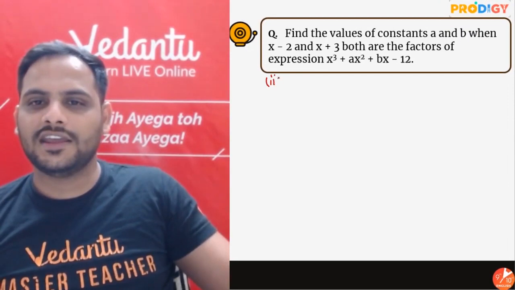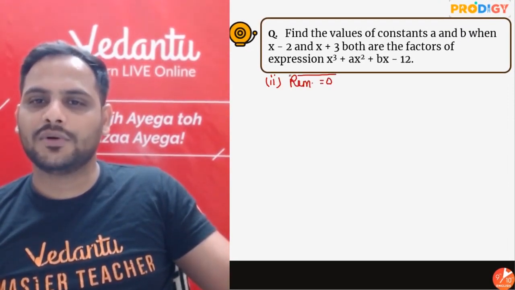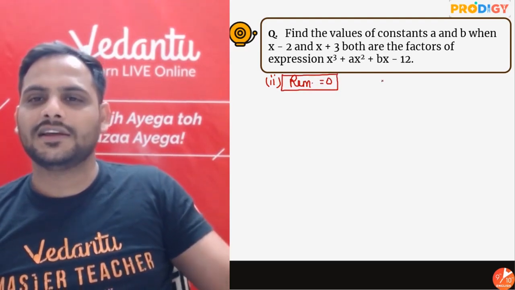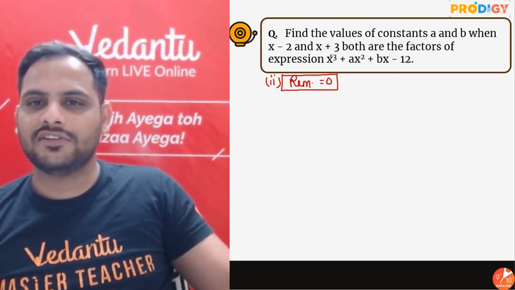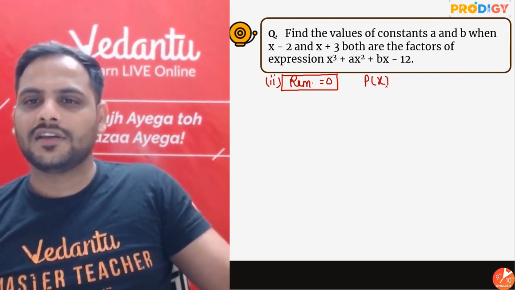Similarly, let us find out the second equation also. So in the second case, again I know remainder over here also will be equal to 0. Right? What is the division this time? Division is by x plus 3. So this p of x is divided by x plus 3. Step 1.